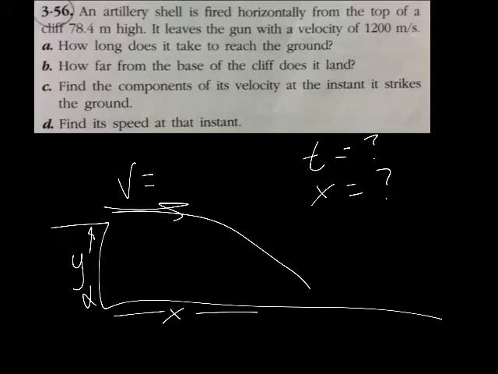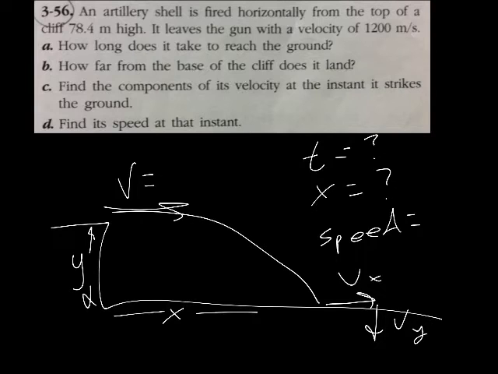So when this hits, boom, it's gonna have a Vx and a Vy. And it wants that. And then finally, it wants the speed, which is going to be the Pythagorean. The speed is going to be the hypotenuse of that triangle. Okay?